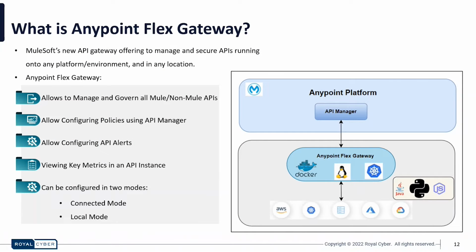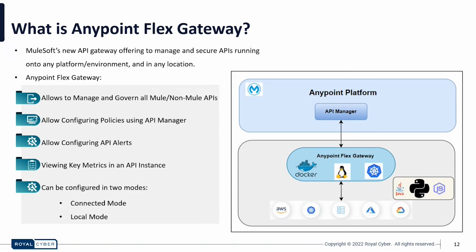Anypoint Flex Gateway delivers the performance required for the most demanding applications and microservices while providing enterprise security and manageability across an environment. With the new Anypoint Flex Gateway, organizations will be able to manage and govern any API deployed onto any environment and in any location.